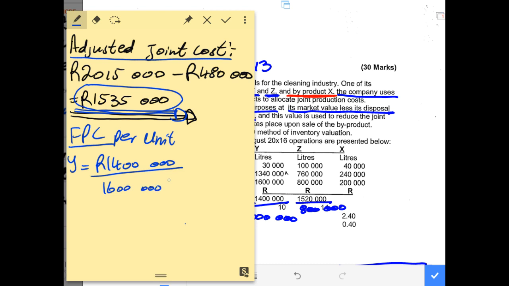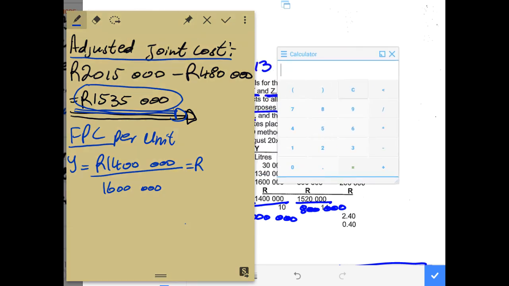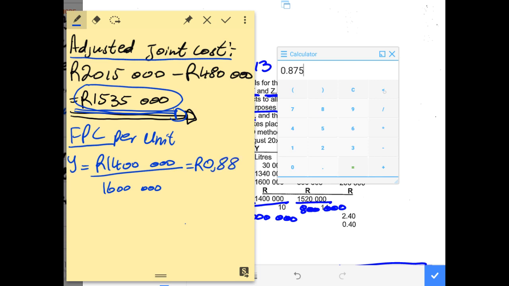1,600,000 units, and this will give us our further processing cost as an amount of 1,400,000 divided by 1,600,000, and this gives us 0.88 cents.